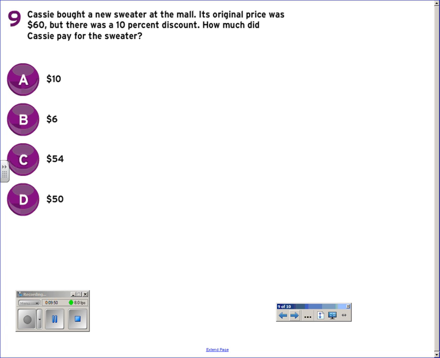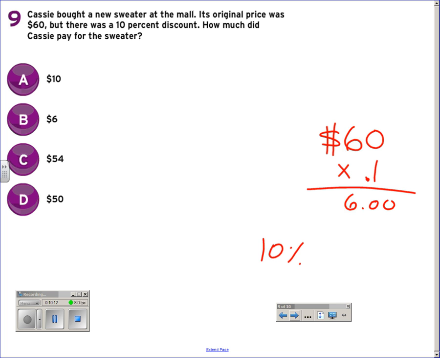Cassie bought a new sweater at the mall. Its original price was $60. Pull the numbers out. But there was a 10% discount. How much did she pay? Oh, okay. So here's the mistake everybody makes. They say, oh, 10% is really easy. Just multiply by 0.1 or 0.10. Oh, yeah, it's $6. Or just say, yeah, $60 is 100%. So how do I get to 10%? Divide by 10. 60 divided by 10 is $6. Oh, she paid $6. What a great deal.